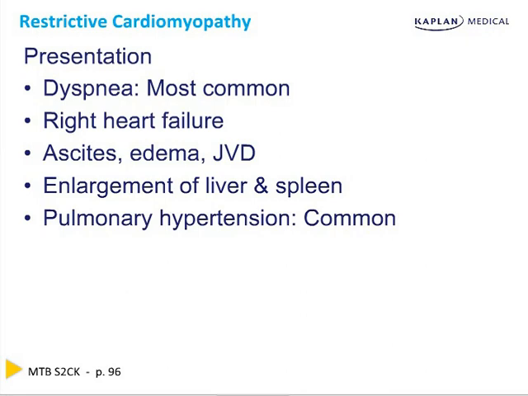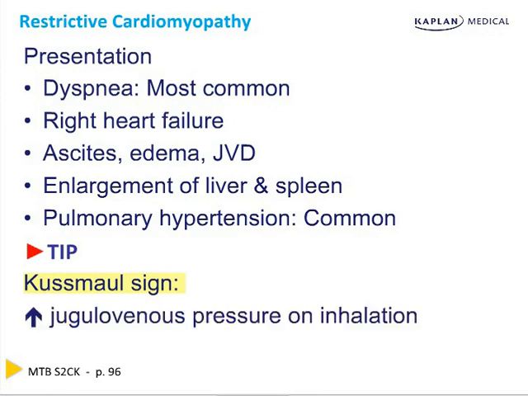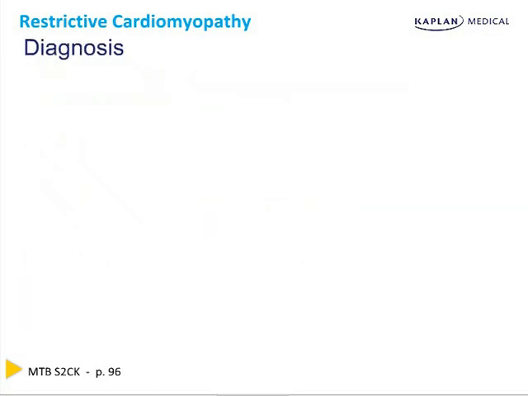Now, the single most specific physical finding is Kussmaul's sign. Kussmaul is an increase in jugular venous pressure on inhalation. That's certainly the most unique of the physical findings. It's in constrictive pericarditis as well, but in terms of cardiomyopathy, it's the most unique finding for the restrictive cardiomyopathy.